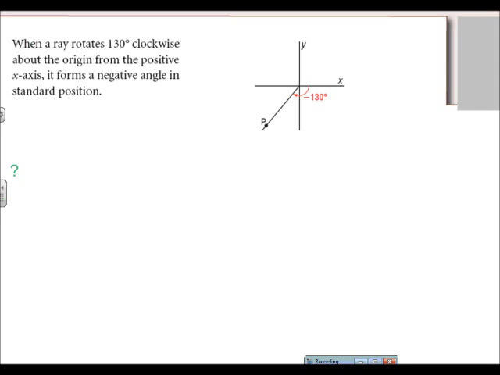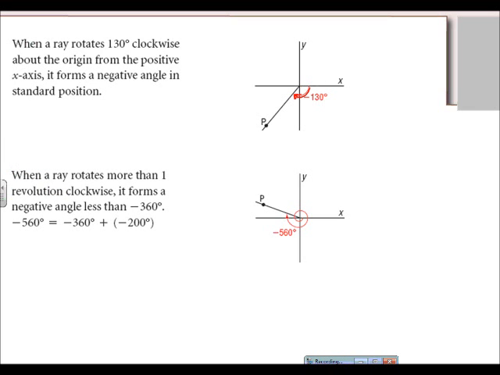Defining your negative angles again. If you travel clockwise, that's opposite to what we usually would like to go. So that's in a negative direction. Negative 130 degrees. Likewise, we could go further than 360 by going all the way more than once around the circle to negative 560 degrees. We're not limited by doing this.